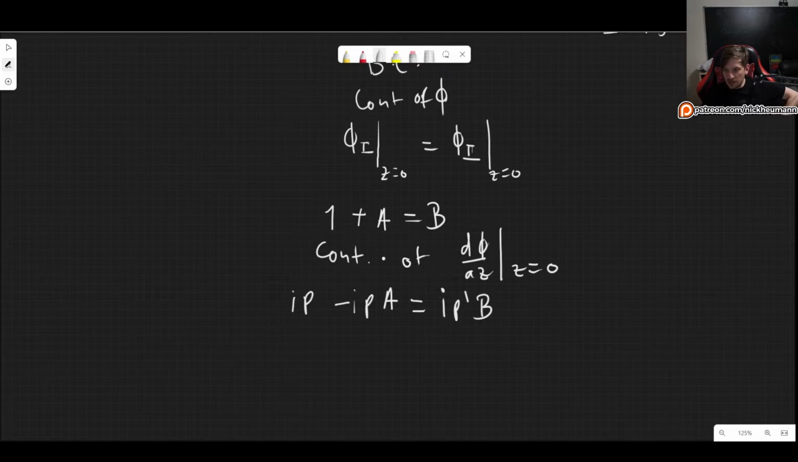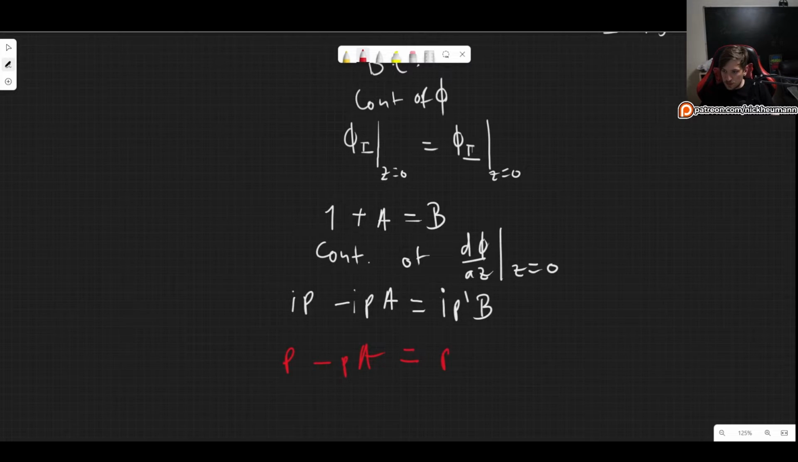Okay, so now what do we have? Now we solve for a and b. We have a 2x2 system of equations. So let's, for example, plug in 1 plus a in here. The i's cancel out everywhere, so we have p minus pa.